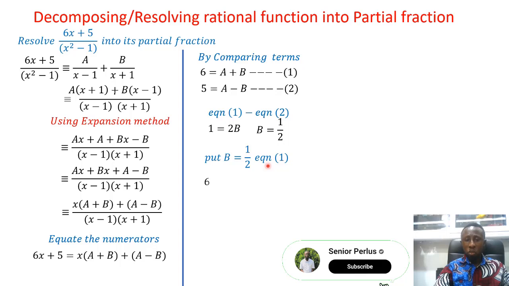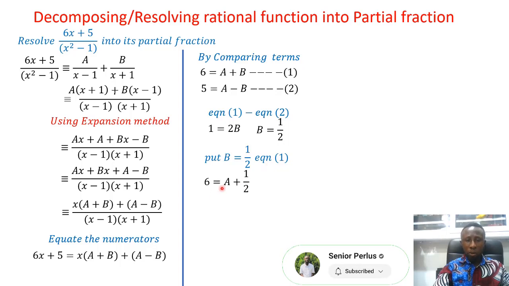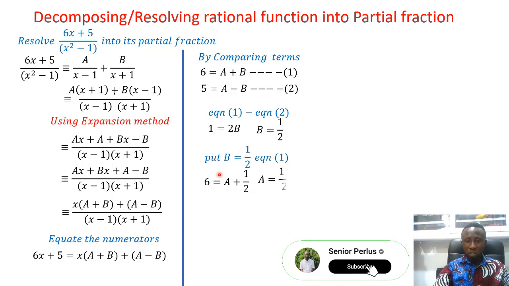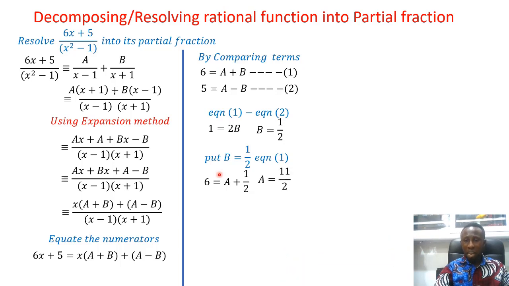So put b into equation 1. Therefore, I'll find a. So my a, so this will move here, a negative. So it will be 2 times 6 plus minus 1. So 2 times 6 is what? 12 minus 1, 11. So therefore, our a is 11 out of 2.